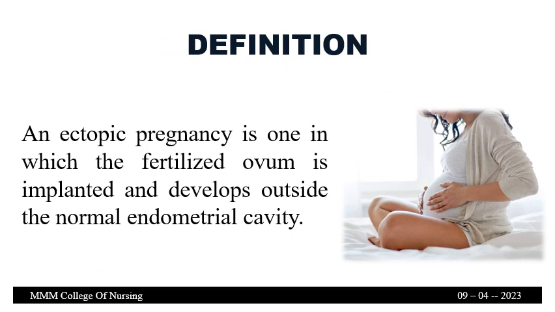Definition: ectopic pregnancy is one in which the fertilized ovum is implanted and developed outside the normal endometrial cavity. So the implantation has to occur in the endometrial cavity of the uterus. There are three layers in the uterus: perimetrium, myometrium, and the endometrium, from out to in. So the innermost layer is the endometrial layer. In that layer only the fertilized ovum is supposed to get implanted. If it gets implanted at any other site in the reproductive organs, then it is called ectopic pregnancy.